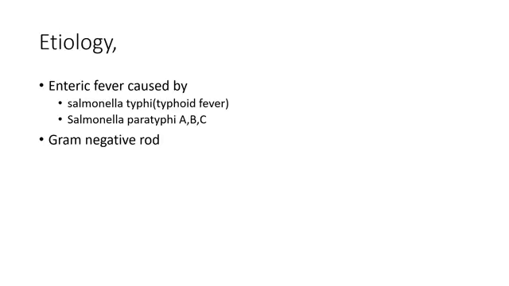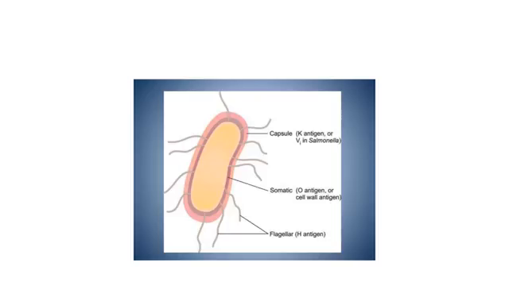It is a gram-negative rod. So it is very important to know its bacteriological structure as well as gram staining, because when you advise a patient with suspected enteric fever, you have to confirm that organism on microscope as well as on cultures. If you know how it looks, then you can identify it on your microscope. So it is a gram-negative rod. Its structure is very important.